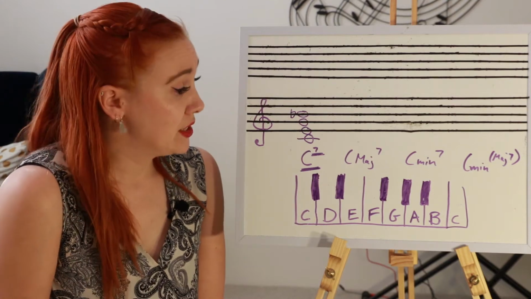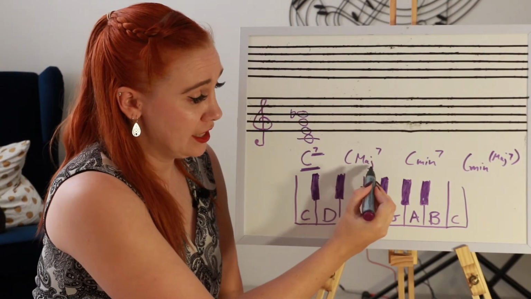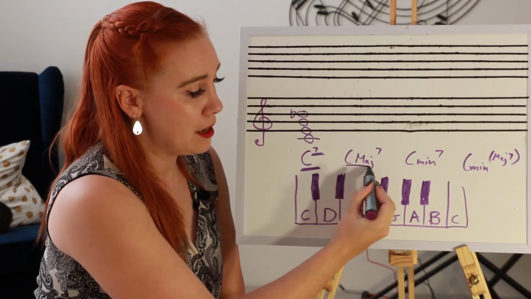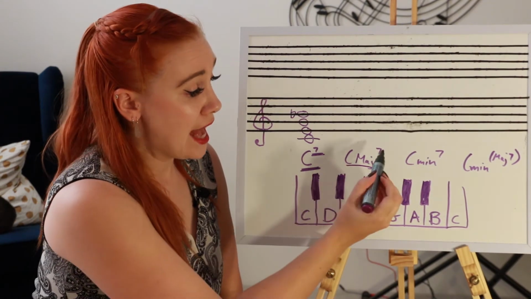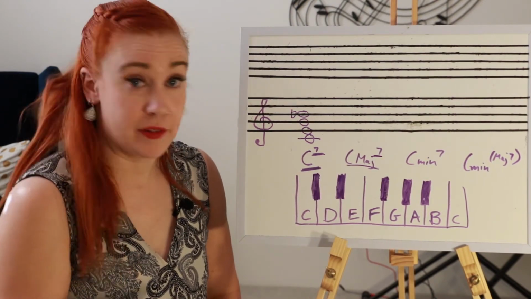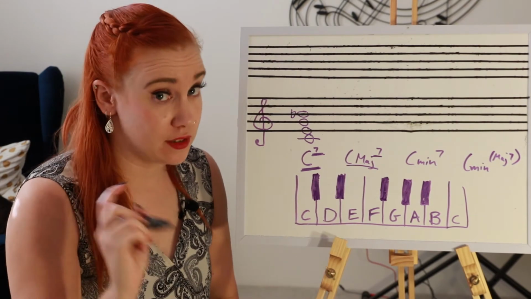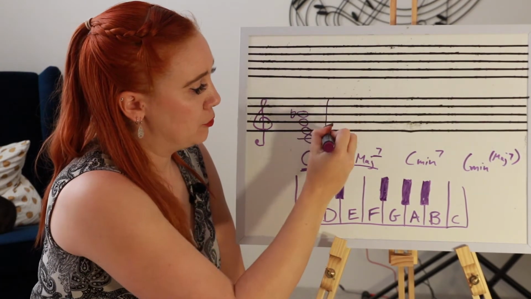Let's move on to our C major 7. Now we've got major written in here, so that means we're going to have a C major triad and a major seventh above it. Okay, once again, it's called C, so it starts on C. Let's put a double bar line in here.